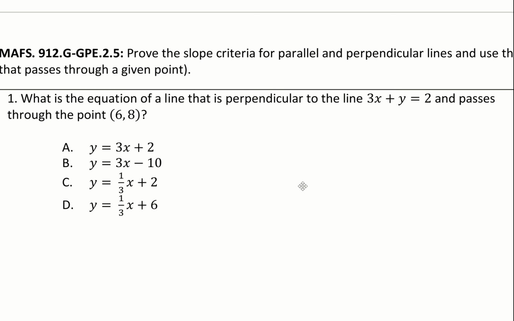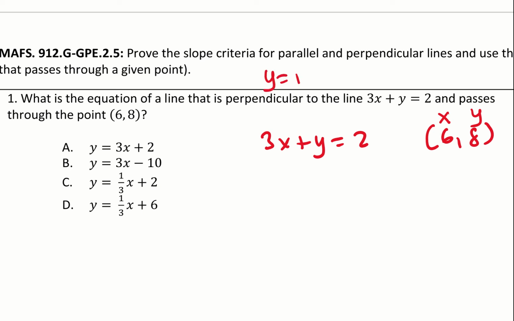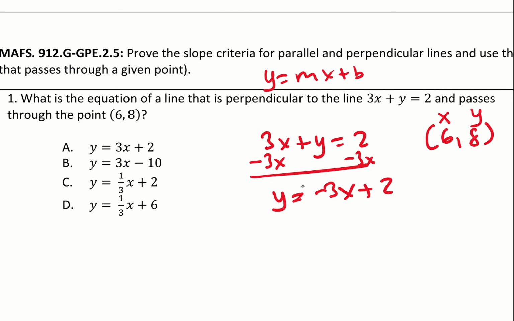Okay, so let's go ahead and continue here. So we got the equation. So let's write down the equation: 3x plus y equals 2. And the coordinates are 6, 8. So this is going to be x. This is going to be y. So remember that we need to convert this to slope-intercept form. Slope-intercept form is y equals mx plus b. So we're going to get rid of the 3x, and we get negative 3x plus 2. Now it's in slope-intercept form. And so we can identify that the slope is negative 3.